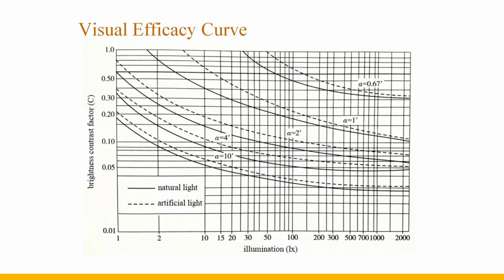2. Different curves have different viewing angles. The smaller the viewing angle, the greater the required illumination. 3. At the same viewing angle, natural light is more conducive to the improvement of visibility than artificial light. There is not much difference when the viewing angle is large.